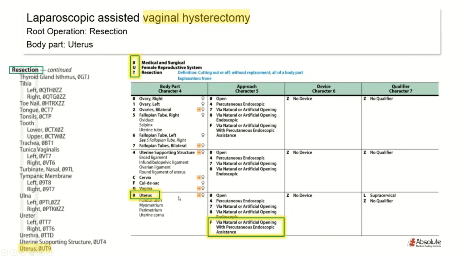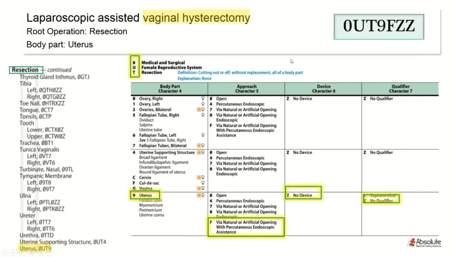And let me explain. Although we know this patient had a vaginal hysterectomy, the laparoscope, a scope going through the abdomen, assisted with this hysterectomy. So F is correct. And if you said F, outstanding. Our next 2 values, the 6th character device, there's no device, and the 7th character will be no qualifier. The only way we would be able to select anything else is if it was indicated in the documentation. There's no mention, so we're not going to consider it. All right, so our code will be 0UT9FZZ. Okay, coders, if you got that correct, outstanding.